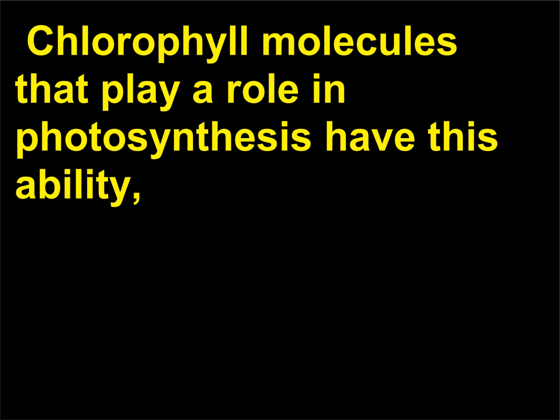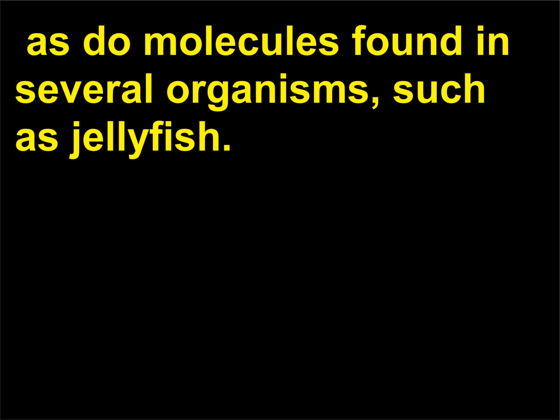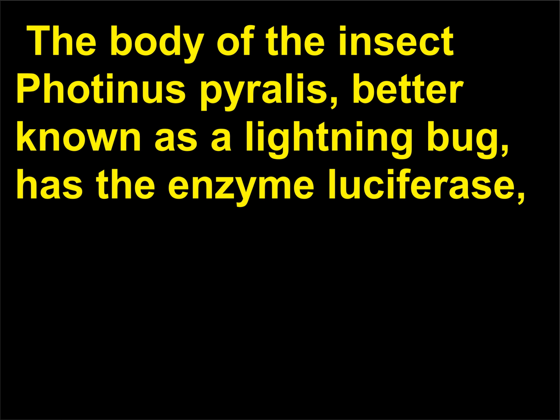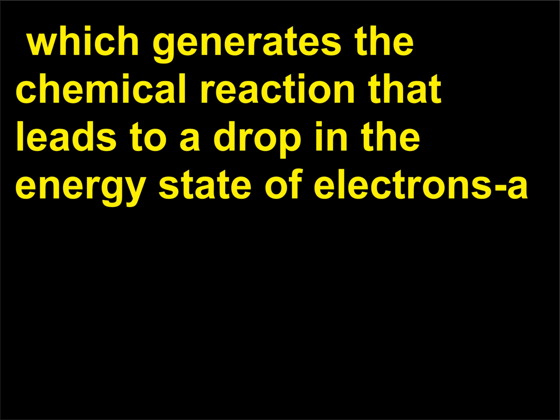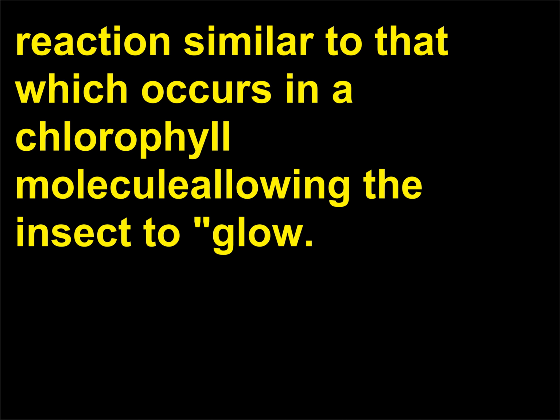Chlorophyll molecules that play a role in photosynthesis have this ability, as do molecules found in several organisms, such as jellyfish. The body of the insect Photinus pyralis, better known as a lightning bug, has the enzyme luciferase, which generates the chemical reaction that leads to a drop in the energy state of electrons, a reaction similar to that which occurs in a chlorophyll molecule, allowing the insect to glow.